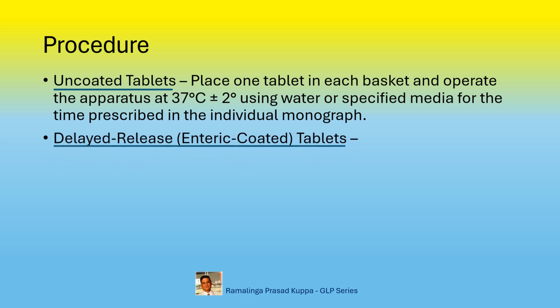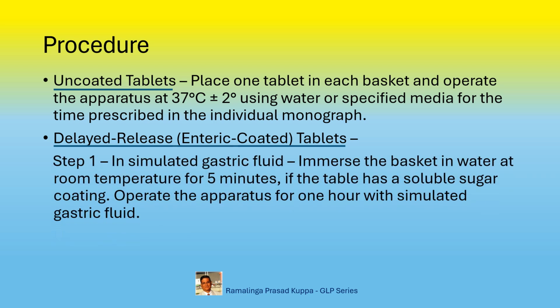Delayed release enteric coated tablets. Step 1 in simulated gastric fluid. Immerse the basket in water at room temperature for 5 minutes. If the tablet has a soluble sugar coating, operate the apparatus for 1 hour with simulated gastric fluid. In this type, there are two steps carried out. In step 1, immersion for 5 minutes is required to remove any sugar coating. Then operate in gastric fluid.